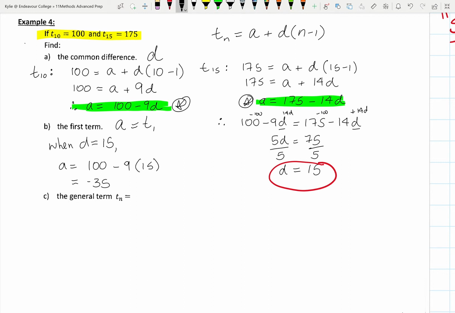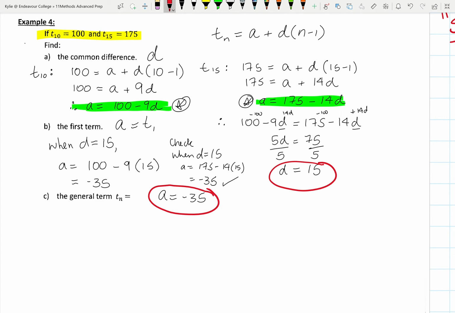It's worth doing a little check. So do a little check when D equals 15. We sub it into the other one. A equals 175 minus 14 lots of 15, which you should calculate to be negative 35 as well. So our A value equals negative 35.